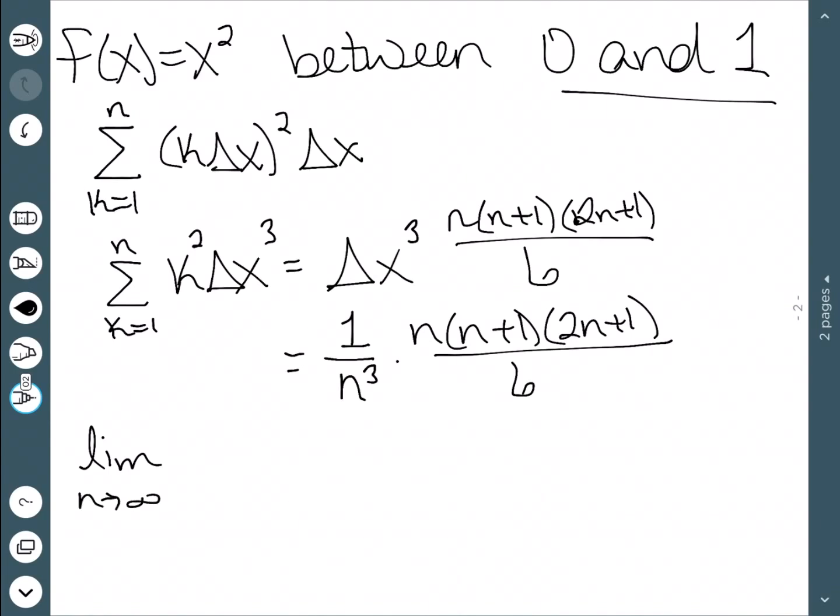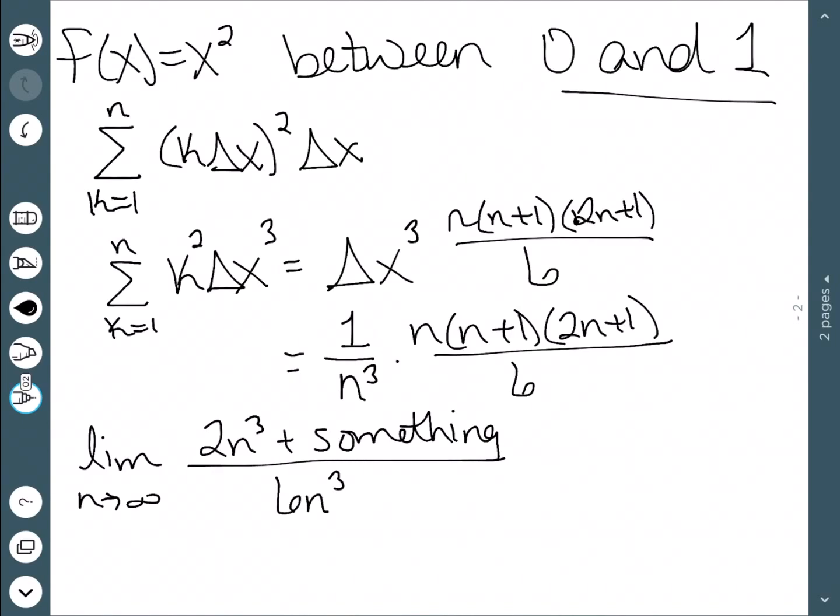On the top of this thing, if I multiply it out, I'm going to have 2n cubed plus some other stuff. And on the denominator, I'm going to have 6n cubed. And it's important that I realize this because if I take the limit as n goes to infinity, since the degree on the top is the same as the degree on the bottom, I can just look at coefficients, 2 over 6. So my area underneath this curve is going to be 1/3.